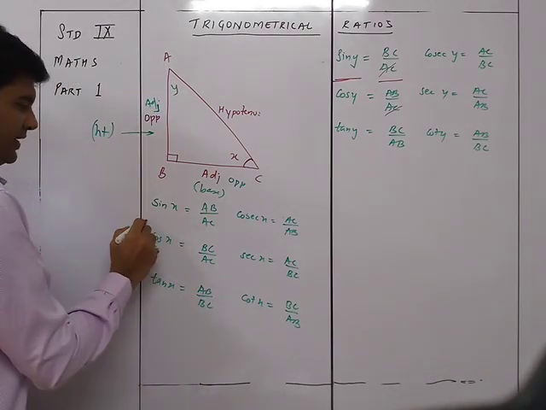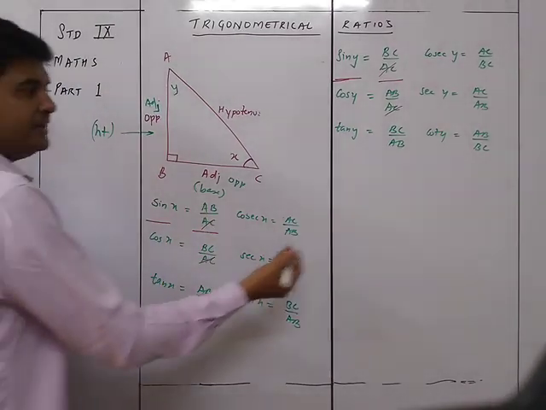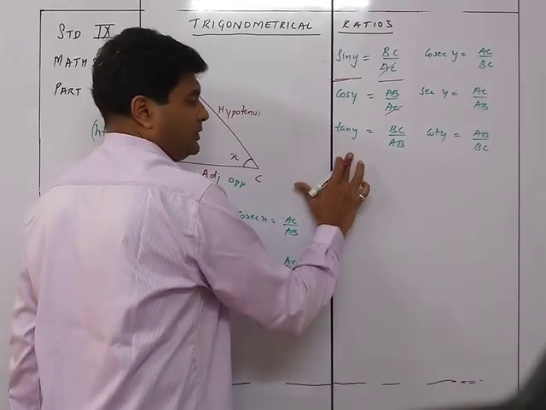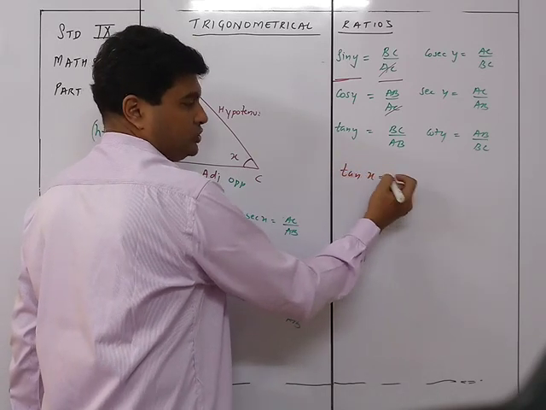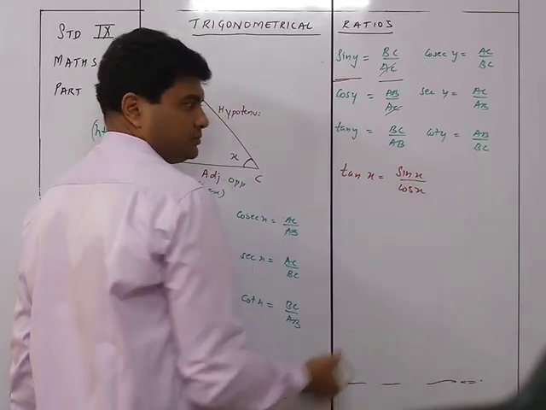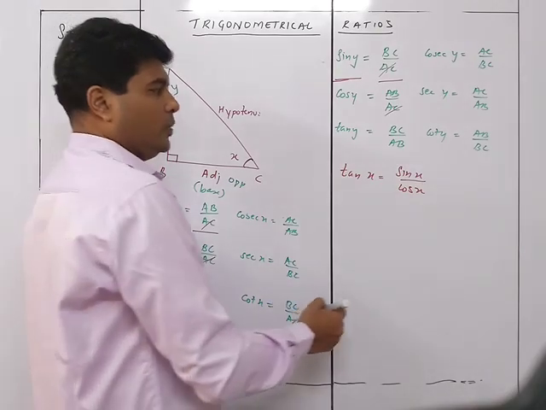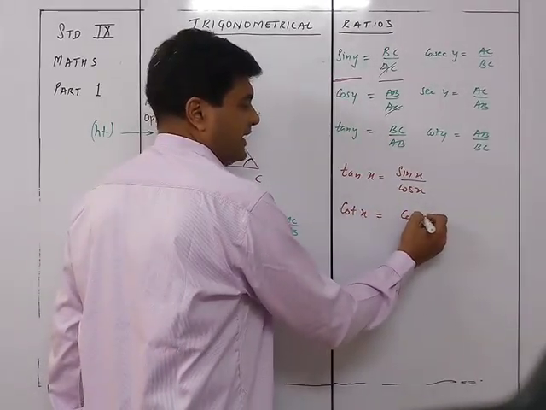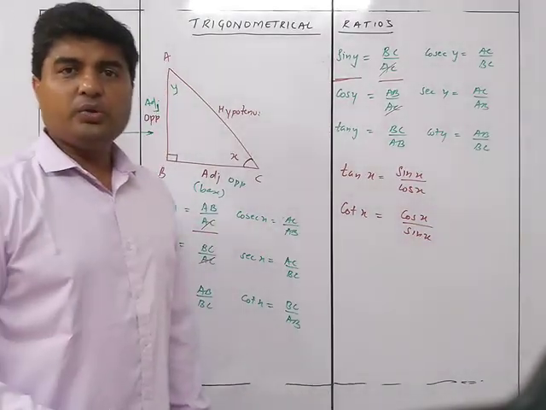Same thing over here, if I divide this upon this, AC is going to cancel, so it will be AB upon AC. That's how I get a new formula, that tan x is equal to sine x upon cos x. Okay, that is one additional piece of information I can get over here. And also cot x is equal to cos x upon sine x. So this is the new thing you are having.